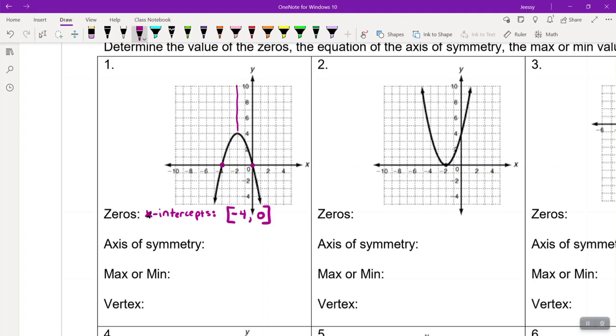Axis of symmetry is the vertical line that cuts the parabola in 2 equal halves. So in this case, it's going to be this one. So it's x equals -2. You see, because it's going through -2. That's how we name vertical lines, x equals. This is a maximum. And the maximum happens at 4. Right? That's the highest y value. Now, coincidentally, the vertex is which x value and which y value.